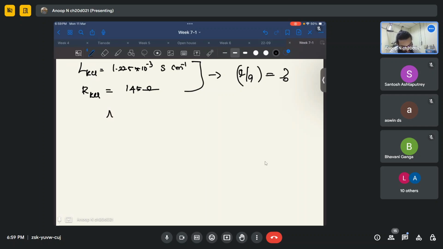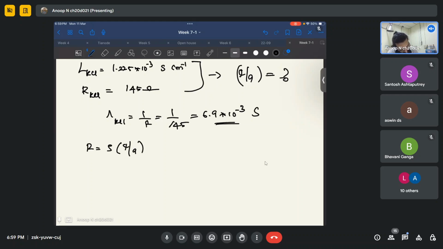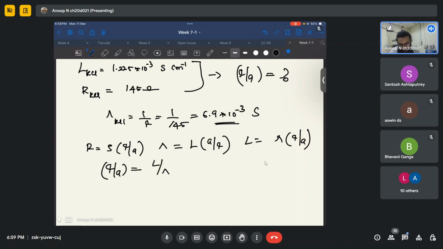So we have capital lambda KCl can be written as 1 by R, which is 1 by 145, which is equal to 6.9 into 10 raised to minus 3 Siemens. We have already written R is equal to rho L by A. So I can write lambda is equal to kappa A by L. So I can write kappa is equal to lambda into L by A. So L by A is equal to kappa by lambda, which is nothing but 1.225.